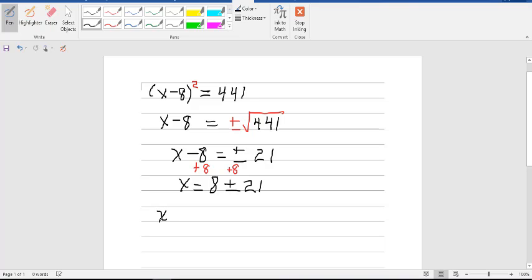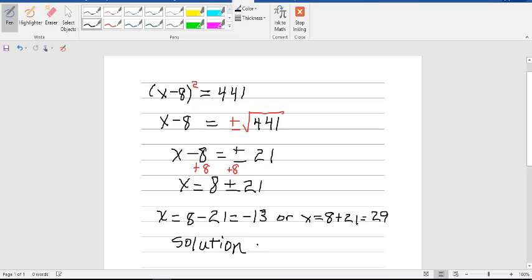And it's important to understand that this means x is 8 minus 21, which is negative 13, or x is 8 plus 21, which is 29. If I'm giving the solution set, then the solution set for this equation is the set that contains these two numbers, negative 13 and 29.